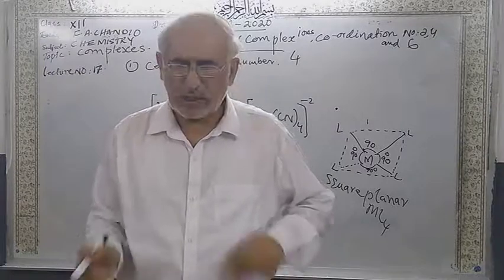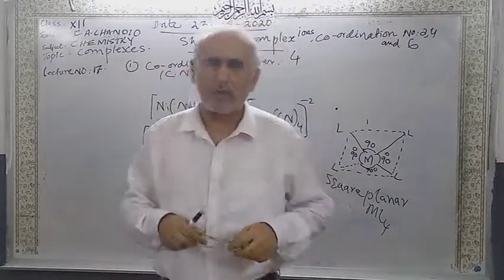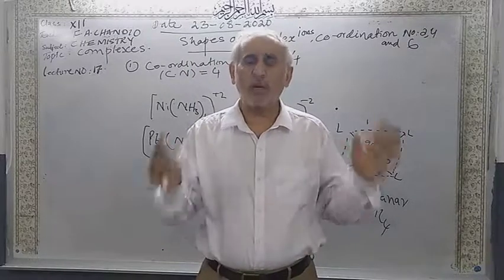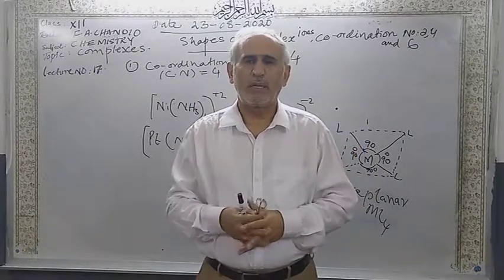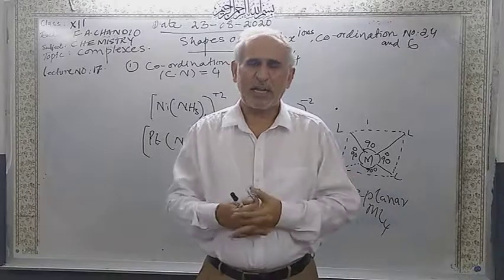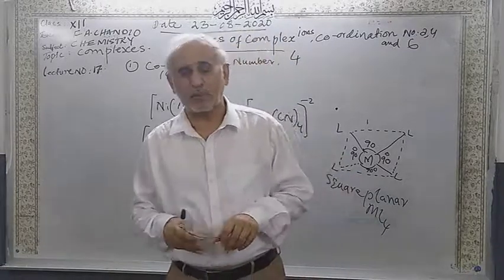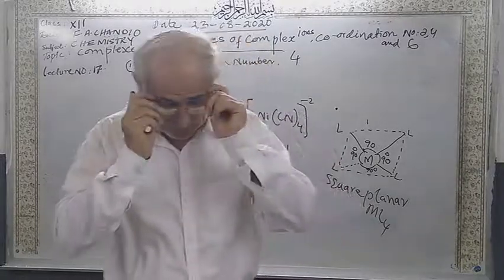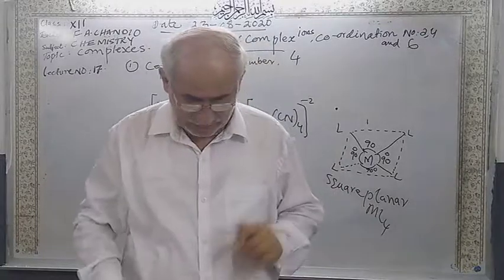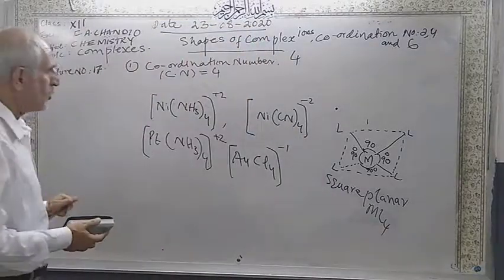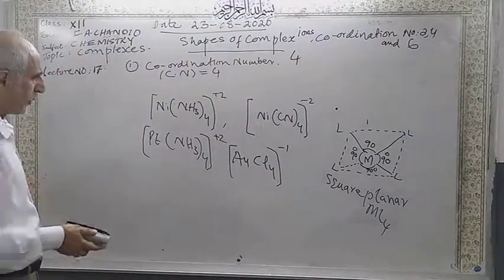So dear students, again I am going to repeat this. The coordination complexes which have 4 coordination numbers, they may give tetrahedral geometry and they may give square planar geometry according to their properties. These are the 4 coordination complexes. 4 coordination number. Note it.